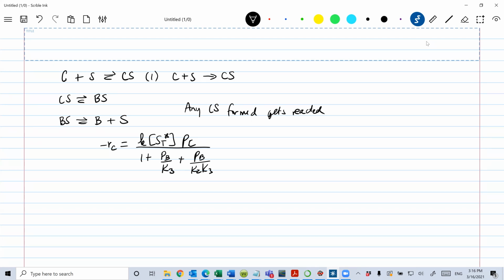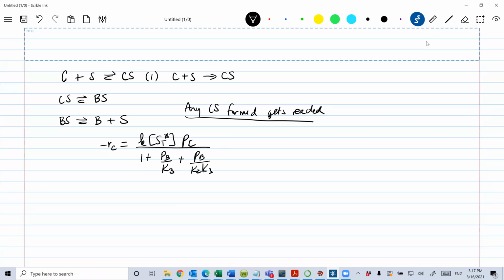So you'll find that if there is no B initially in the reaction, and you keep making the initial pressure of C higher, the rate's just going to keep going up. So there is no inhibition. As you can imagine, for an adsorption limited reaction, the adsorbing species cannot inhibit the reaction, because if it inhibited the reaction, it wouldn't be rate limiting, because whenever it adsorbs, it gets reacted. So that's essentially the answer, because any formed CS is going to get reacted.